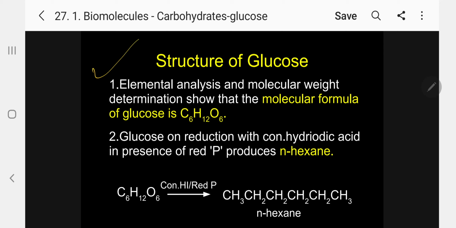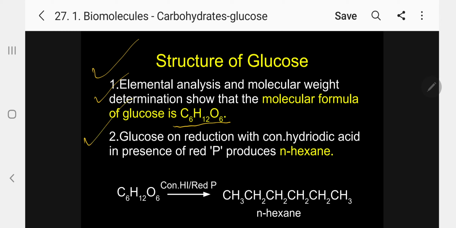The first one, elemental analysis. What is the meaning of elemental analysis? Determination of elements, the percentage of elements, and molecular weight determination show that the molecular formula of glucose is C6H12O6. So we have observed it has the molecular formula C6H12O6. The first step, by mass spectrum, we can easily identify the molecular mass, and other physical methods are also there. We have seen already under solutions the determination of molecular weight.